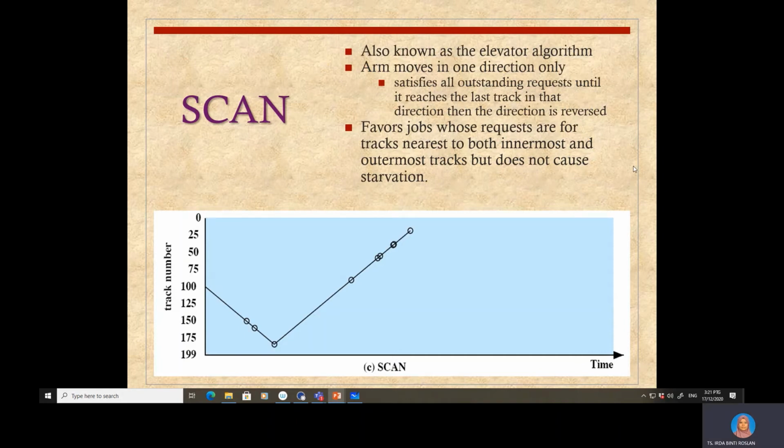Okay, for SCAN. SCAN is also known as the elevator algorithm because its characteristic is just like an elevator or lift. Okay, elevator is lift, right? Where it will move in one direction only. If it is increasing, then it will fulfill all the requests in the increasing direction, and then it will fulfill the requests in the decreasing direction.